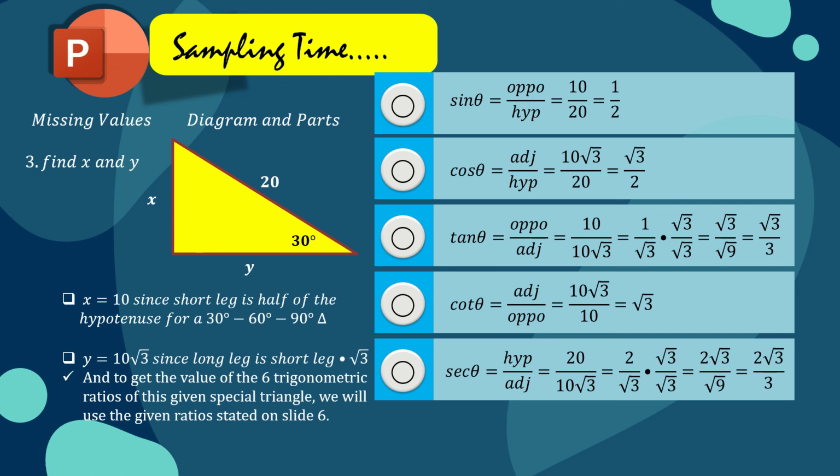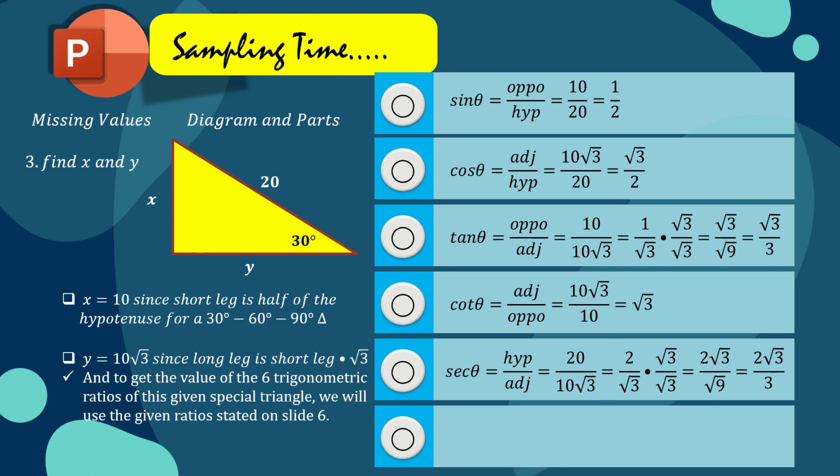Okay, nasabtan? Solving for the cosecant function. The cosecant of 30 degrees is equivalent to the hypotenuse over the opposite side. So 20 over x. Hypotenuse is 20 while our value of x is 10. So 20 over 10. So 20 divided by 10 is 2.